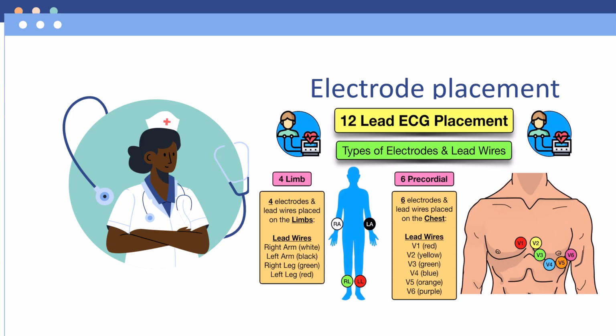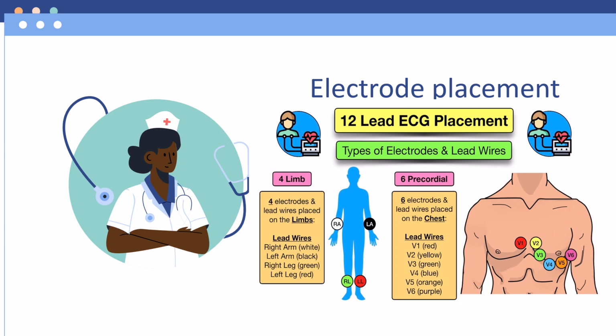Now we come to the electrode placement. We have two types of placement. One is a limb placement and one is a precordial placement. We place our electrodes on the four limbs. That is why it is called limb placement, or lead wires. That is why it is called lead placement.